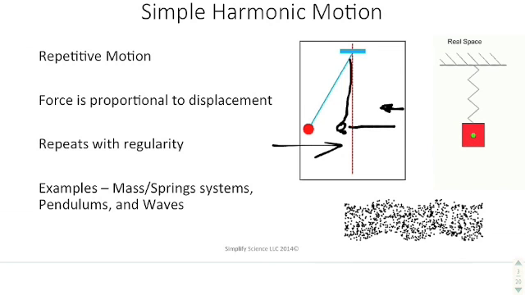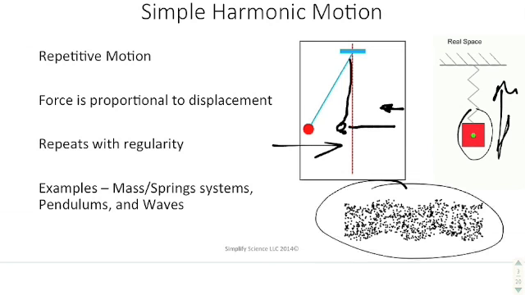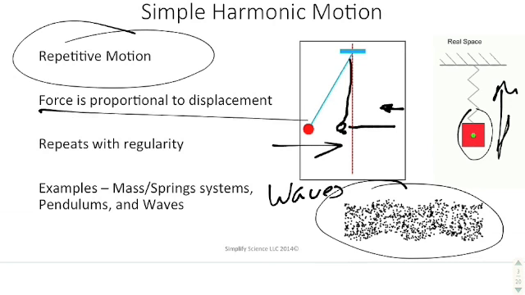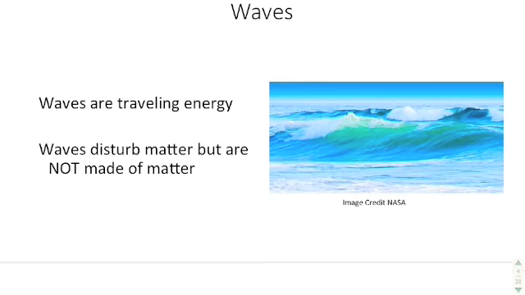Simple harmonic motion is also something that repeats itself with regularity. Examples of those are mass and spring. Whenever you have a mass on a spring, it oscillates up and down. It's repetitive and its restoring force is proportional to how far it is away. And then also, really what we're looking at now is waves. Waves are examples of simple harmonic motion in the fact that they're repetitive and that the force trying to restore it to that middle point is always proportional to how far it goes away. So, let's look at waves.